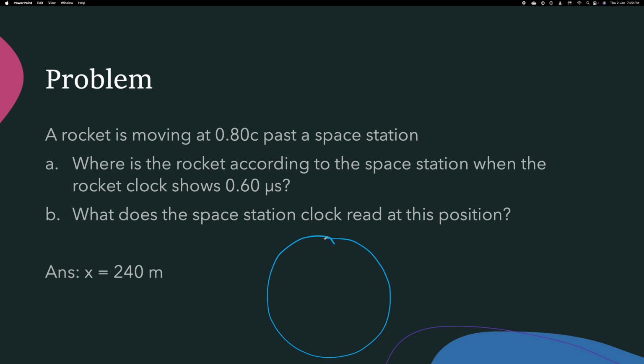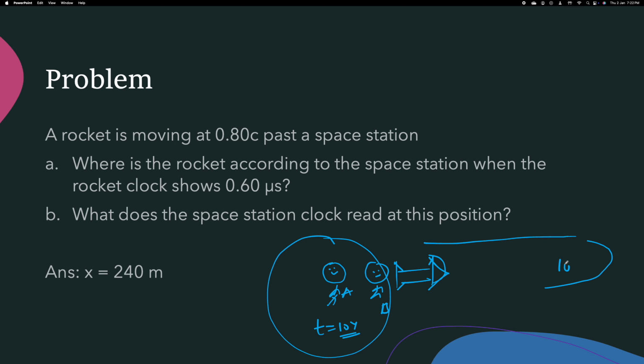Let's say there are twins, okay? A and B are twins. B left A on Earth on a rocket when the age of A and B was 10 years. They both were 10 years old when they left. So B went on, spent 10 years in space. That means when he's coming back to meet A, he's 20 years old.